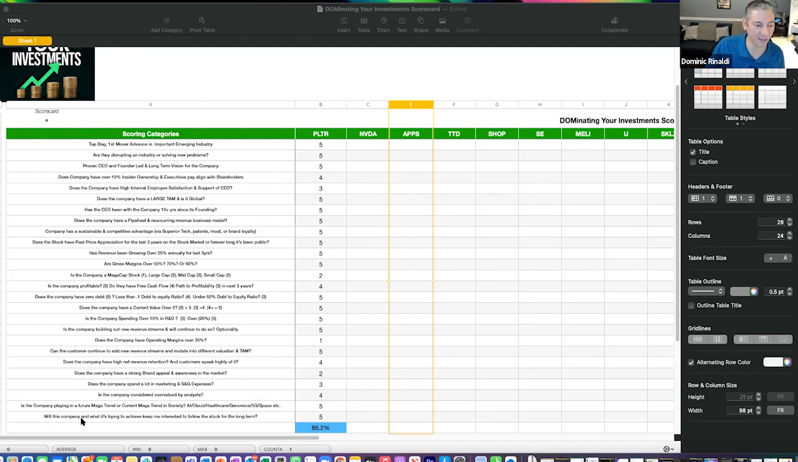Lastly, will this company and what it's trying to achieve keep me interested to follow the stock for the long term? And that's a 20 out of five, you know, like that is for sure. There's always some news on Palantir and what they're doing. There is so much you can learn about their company, their culture, their product if you go on their website. And because I've worked in the SaaS business for so long, and I am very intrigued with AI and innovation, this company will never get boring to follow.